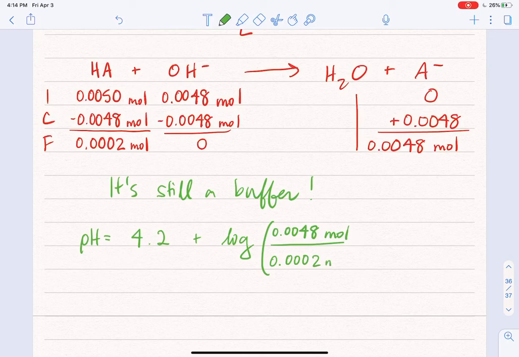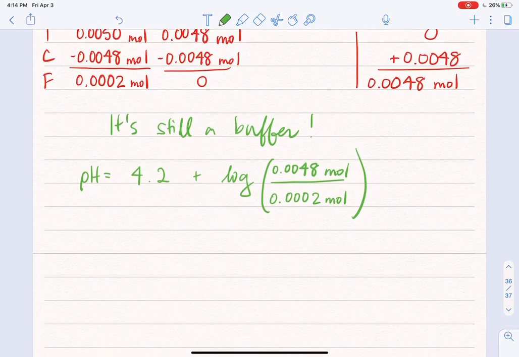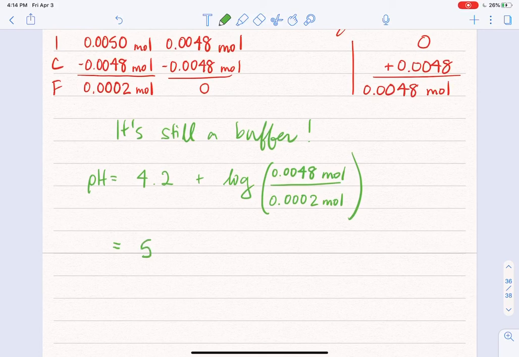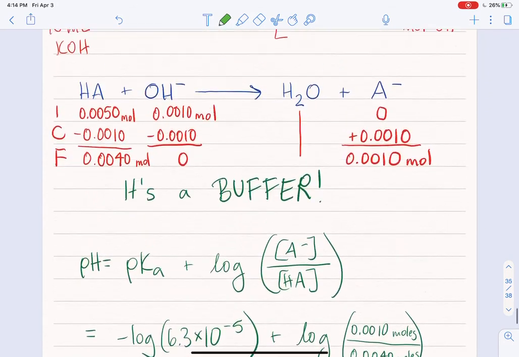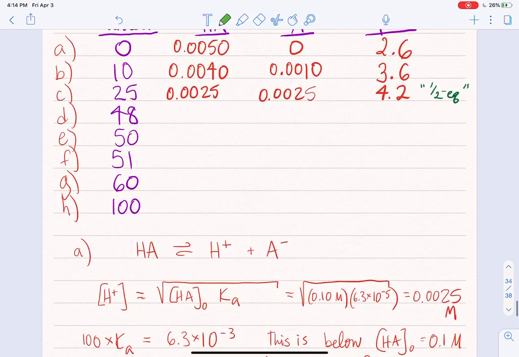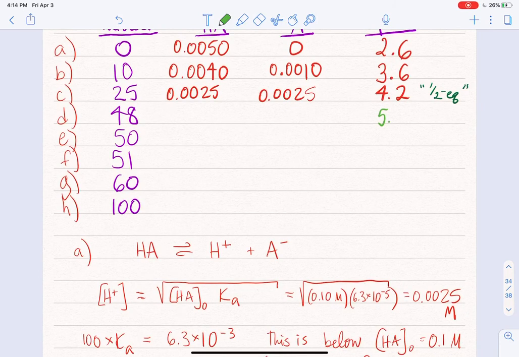So now the tables have turned, and I have more base than I have acid. So that means that this term is going to be positive. And if you figure this out, it comes out to be above the pKa value. You should get a value of 5.6 for the pH here. So let's put that into the chart that I'm maintaining up here. I have a pH of 5.6.